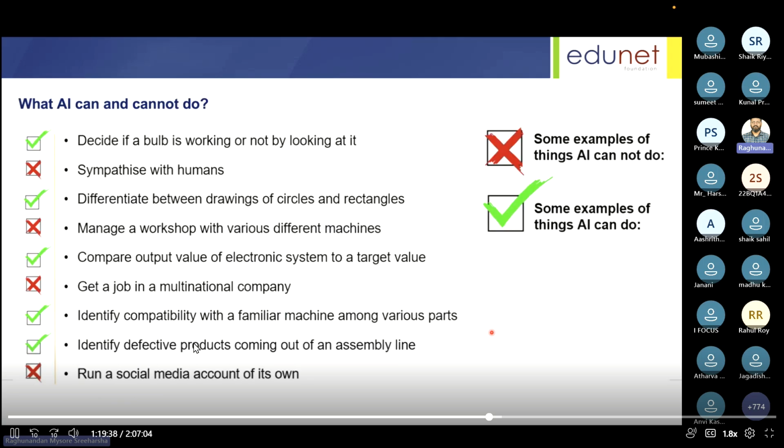Now, a few of the things that everyone should know, because often we students say, like, sir, will AI take my job? So this is where you need to understand. AI can decide if the bulb is working or not. It will have a sensor, and when the sensor figures out some rays, it can tell you. But it cannot sympathize with humans and say, okay, if a baby is crying, oh, don't cry, I'm going to give you some chocolate. So sympathizing is not going to happen with that.